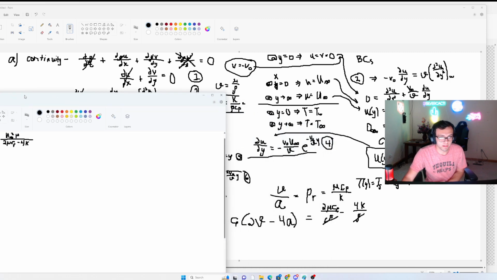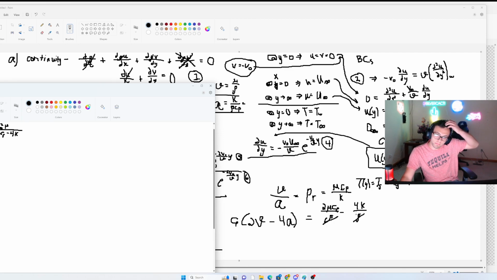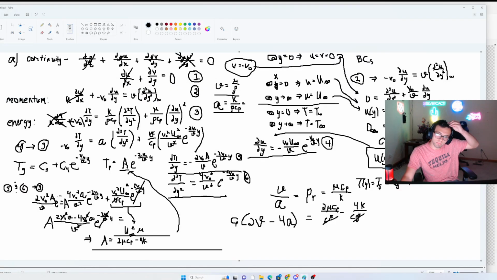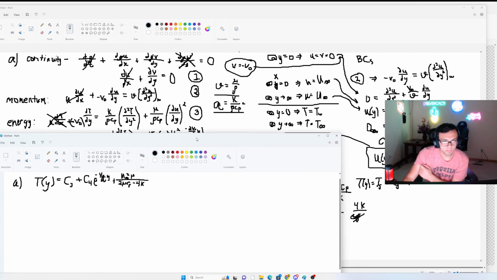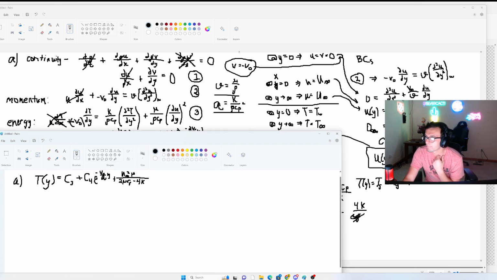And again, we got that from just... Oh, wait. Oh, the CP's cancel out, though. The CP canceled out from the denominator because you multiplied this by this. So CP canceled out in the denominator, so it's just K over phi. Okay. Yeah. Okay. And this is all multiplied by e to the minus 2 V sub O over viscosity times Y.